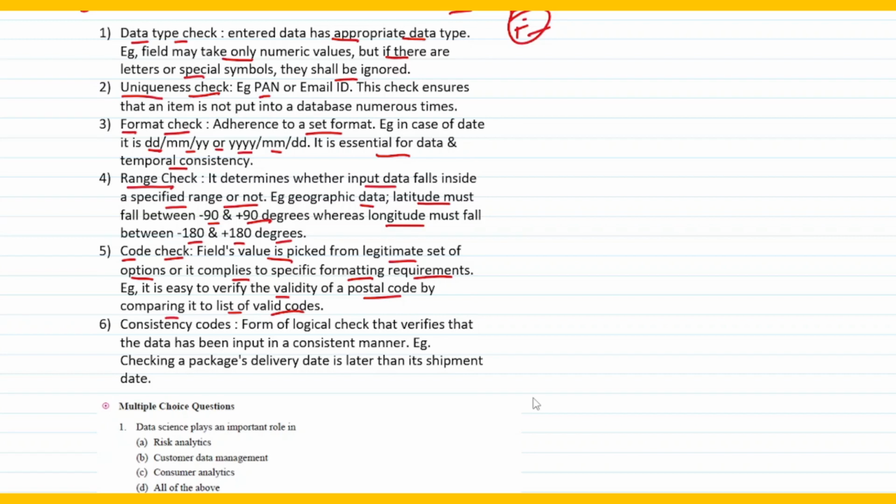Finally, you talk about another C, which is consistency check. It is a form of logical check that verifies that the data has been input in a consistent manner. So the check that ensures that the data has been put in a very consistent or standardized format is called a consistency check. For example, take a simple case of delivery, say on Amazon or Flipkart: is a package delivery date later than the shipment date? Yes or no? They will ship first and only then will it get delivered. So you have to make sure the consistency is adhered to. First the shipment is done, and finally your package is delivered.